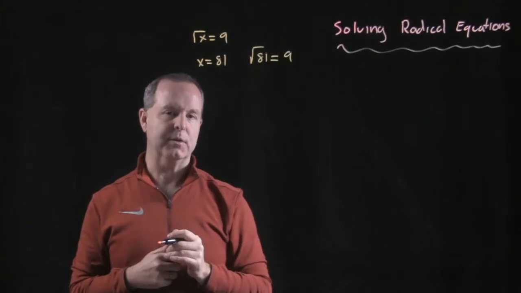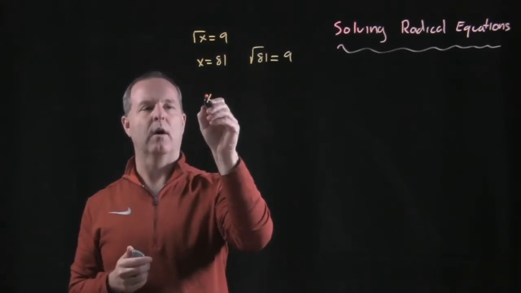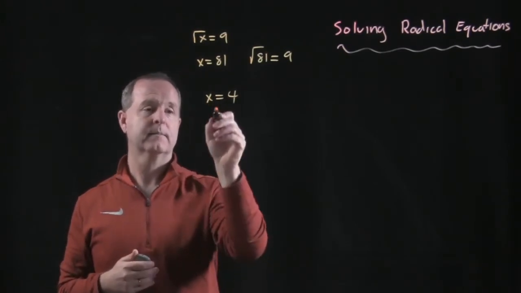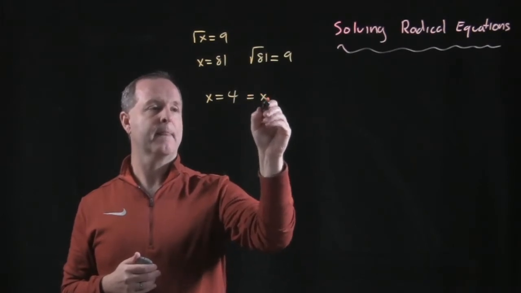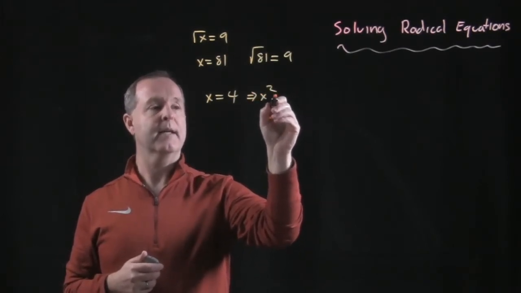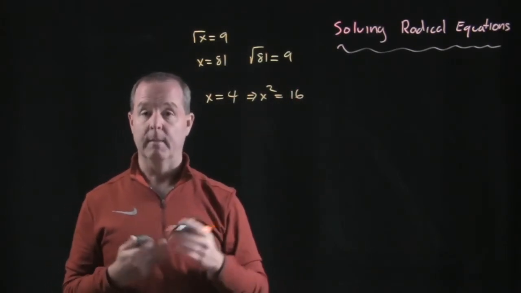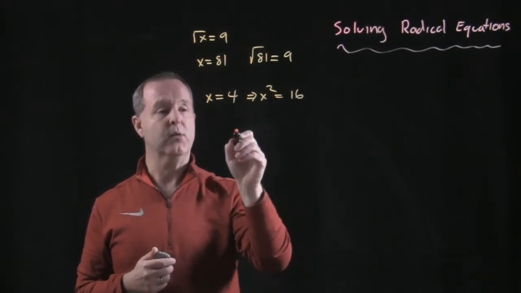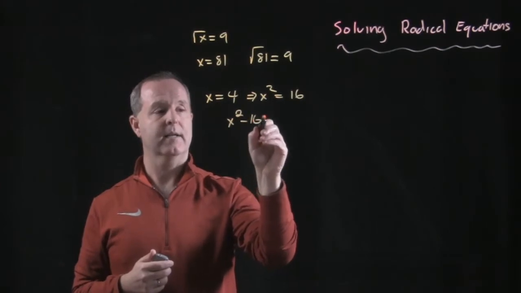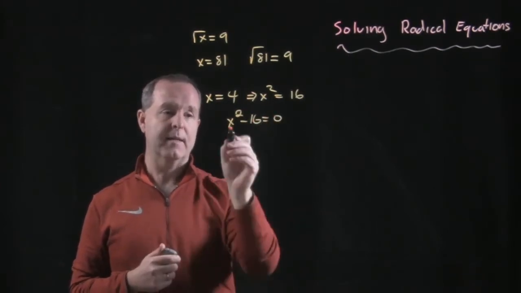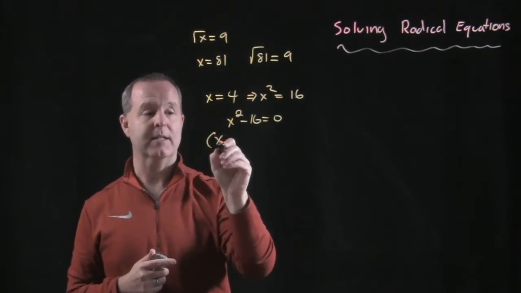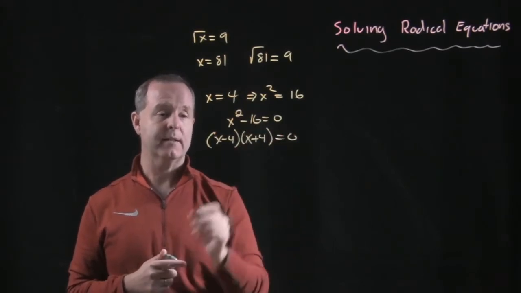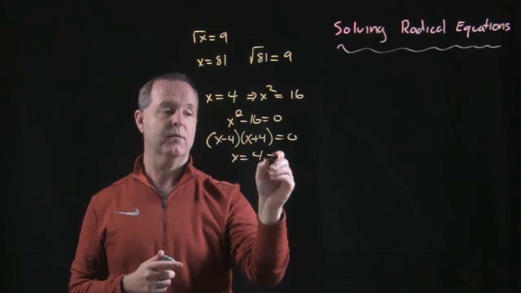Now let me add a different example. Let's say that we start with x equals 4. And let's say I want to square both sides. So this becomes x squared equals 16. Do you remember how we solve a potential quadratic, or potential term with x squareds? We set it equal to 0, so x squared minus 16 equals 0. This is a difference of two squares, so that factors down to x minus 4 and x plus 4. And my solutions to that are either x equals 4 or x equals negative 4.